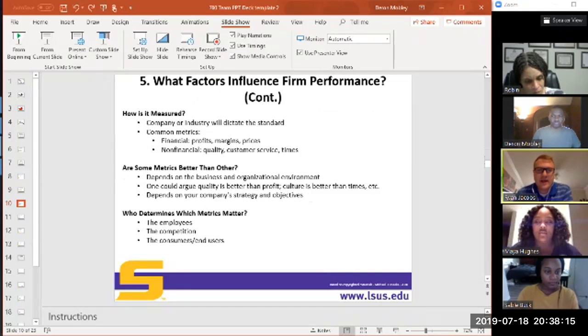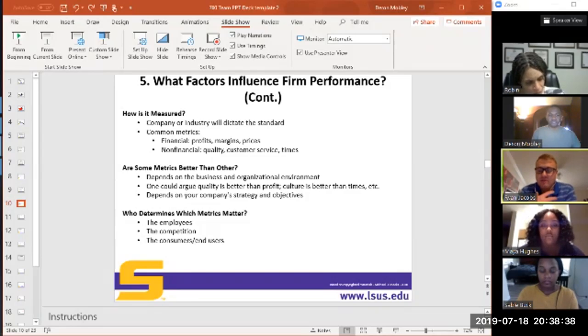All right, so how is performance measured? Again, the company or industry will dictate that standard. There are common metrics. I found two major ones: financial and non-financial. Financial, I think we're all familiar with: profits, profit margins, prices, things like that. But there's a lot of non-financial ones as well, such as quality standards, customer service, even times.